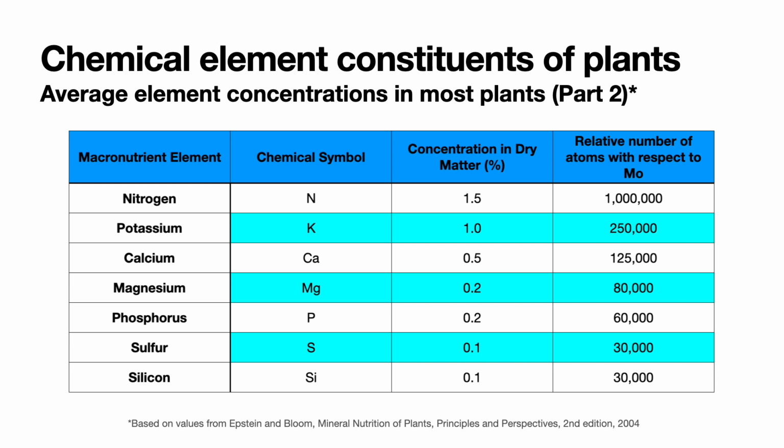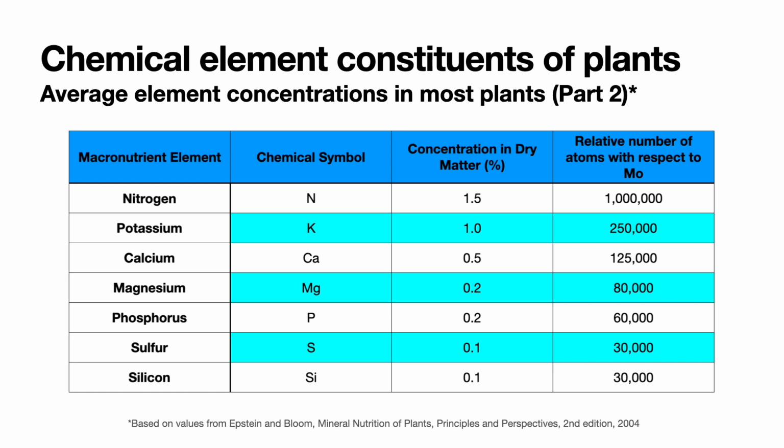which is the chemical element that is needed in largest concentrations. And it's typically found in the dry matter at about 1.5%, or about 1 million atoms relative to molybdenum. The next element is potassium, seen here with a chemical symbol of K. And its concentration is 1% in dry matter, and it has 250,000 atoms relative to molybdenum.